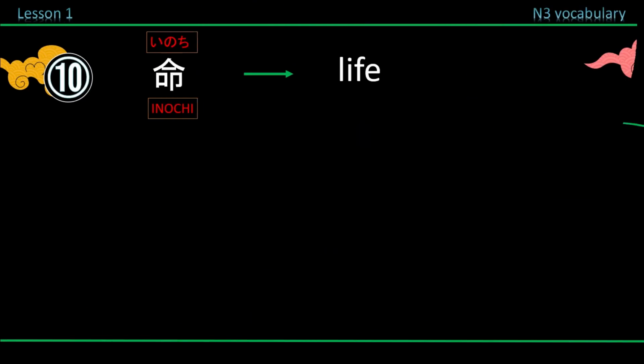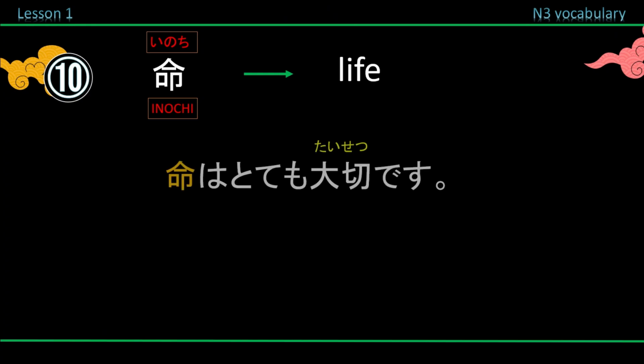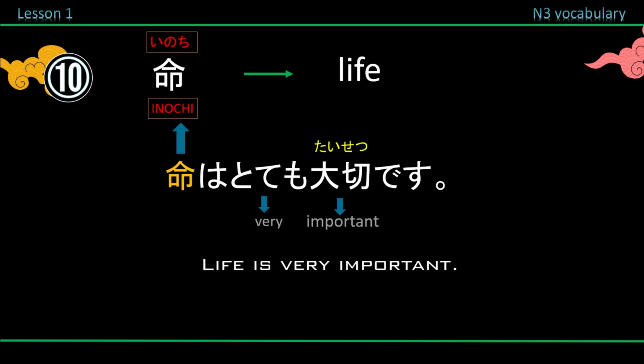Now next is inochi. Inochi means life. So let's see how we use it in a sentence. Inochi wa totemo taisetsu desu. This means life is very important. You may also hear phrases like inochi o kakete kimi o mamoru. This means even if it costs my life, I will protect you. You usually hear this kind of expression in movies or anime. It's a very powerful word and it is used in a lot of real Japanese.